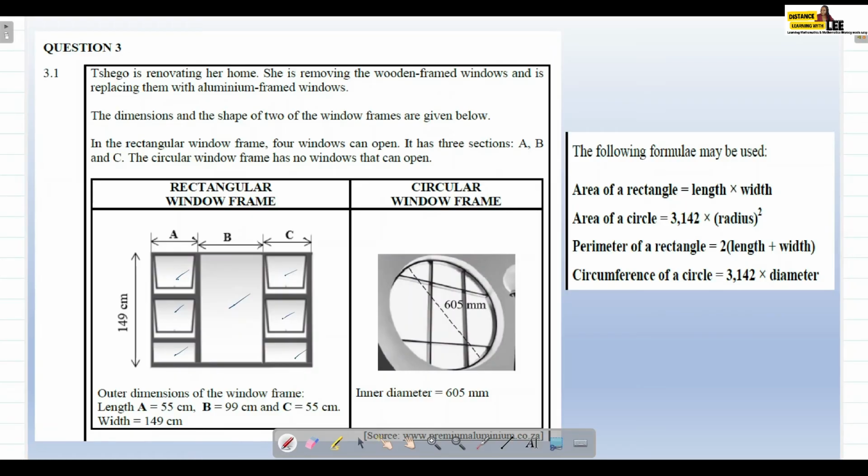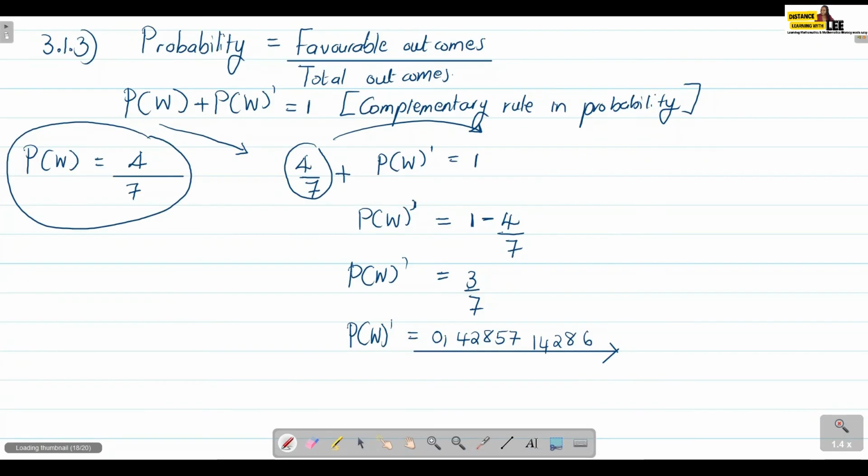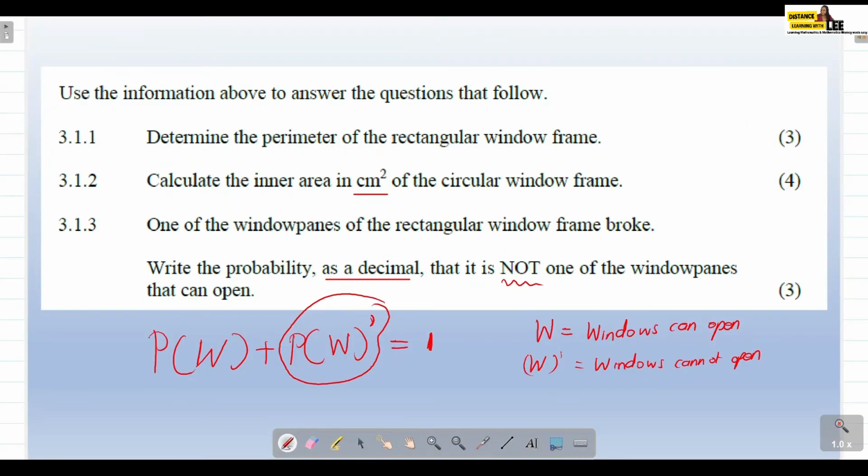So our total outcomes is equal to 7. And then what are our favorable outcomes? We need to read the question, and the question basically says: what is the probability that it is not one of the window panes that can open? So how many window panes could not open?